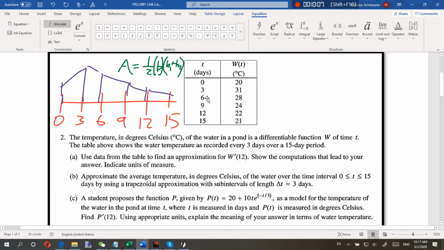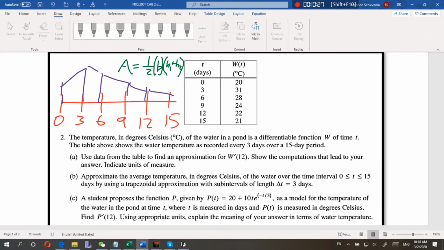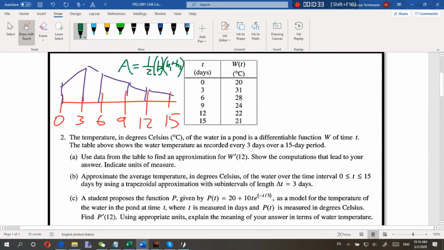Okay, 3 times... so this first part is my base. So this is 3 units for the first one we did, 3 units, and then we had heights of 20 and 31. So my trapezoid for the first one was 1/2 of 3 times 20 plus 31. Okay, what about my second trapezoid?